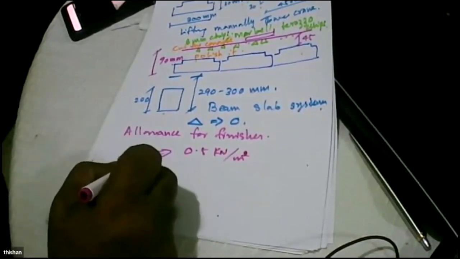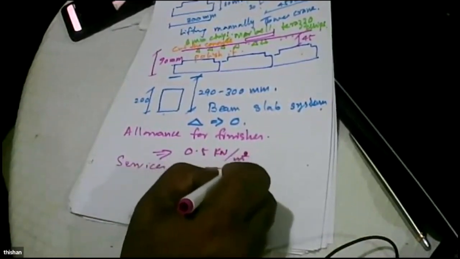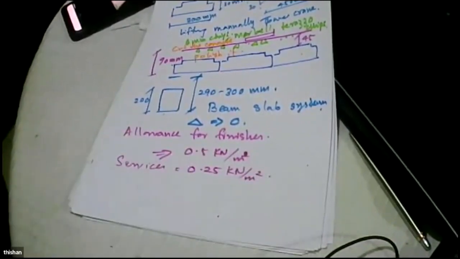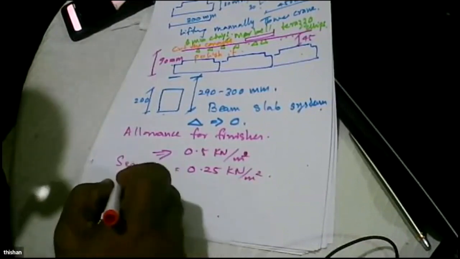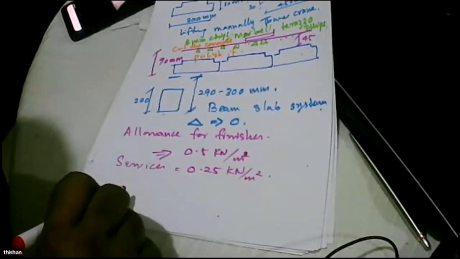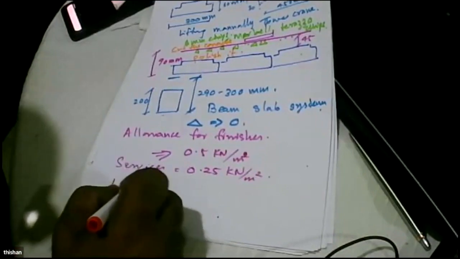Now we know the allowance for finishes. Services can be over 0.25, because in a house or apartment we don't have a lot of services, but we can make a small allowance. Generally, in houses, we don't make an allowance for partitions because we are not going to partition the house. But we allow for live loading.